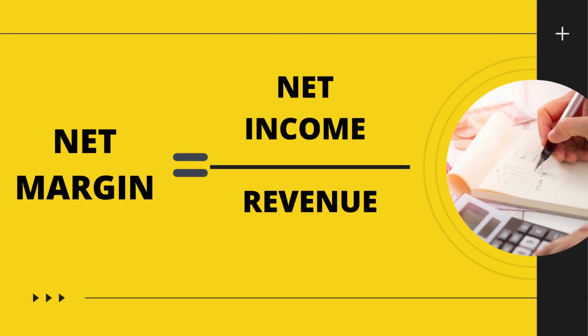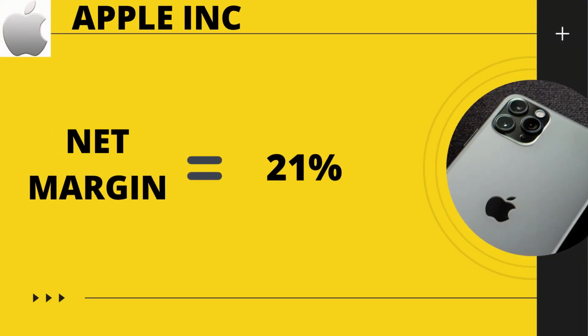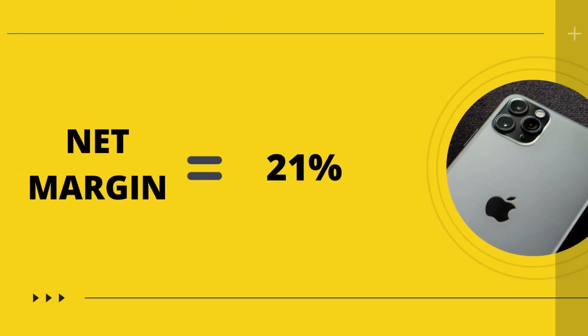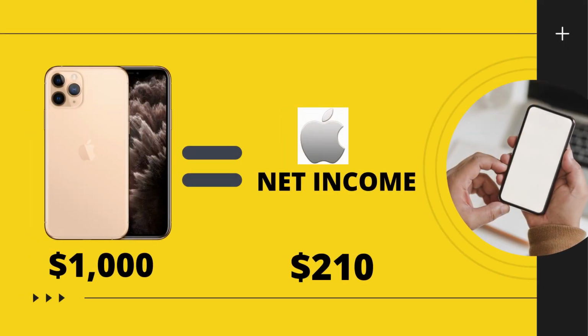Second, another great ratio to know is the net margin. Net margin is the net income of a company over its revenue. It is how much the company is actually earning from selling its products and services. For example, a company like Apple has a net margin of 21%. This means that for every $1,000 of product that Apple is selling, it is making $210 from it.